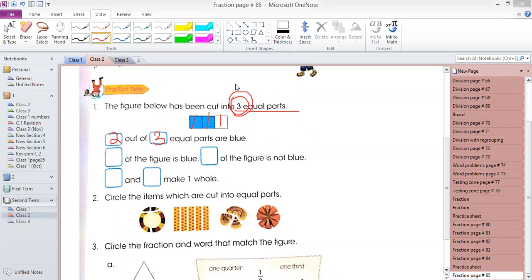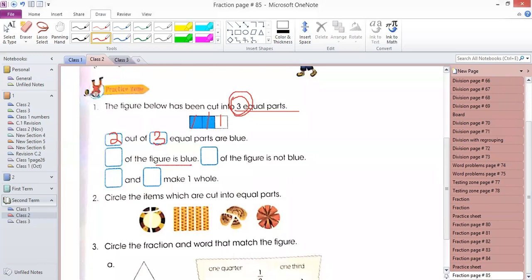Why, guys? Because the total is 3. So out of 3, 2 are blue. So you will write 2 and 3. Clear? Yes, sir. Very good. Now you have to write how much of the figure is blue.